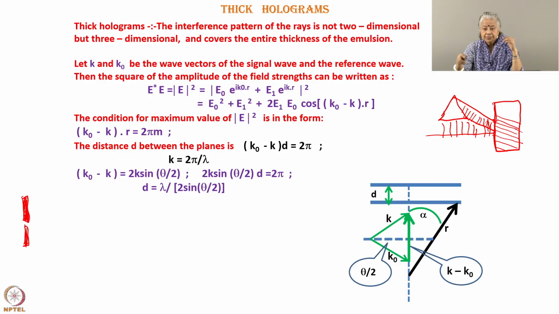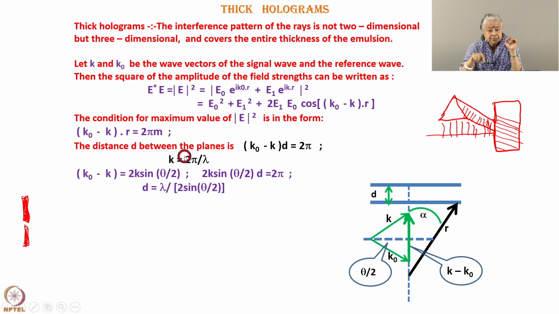So, here, (k0 minus k) dot r is equal to 2 pi m, m is an integer. Okay. The condition for maximum value of E square is of this form. Obviously, you know it from this part. When I open this out, this is what it comes out to be. So, cos of this has to be 1. So, (k minus k0) dot r should be 2 pi m. M is an integer, you can just forget about it.